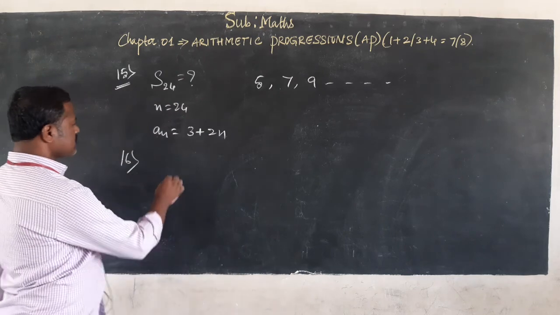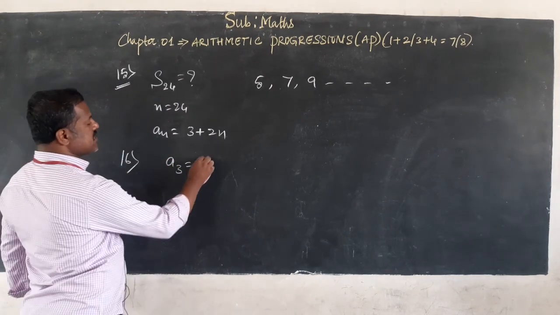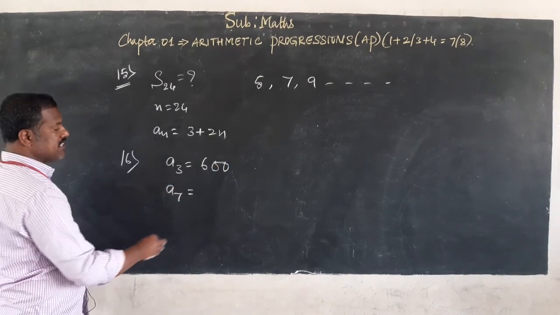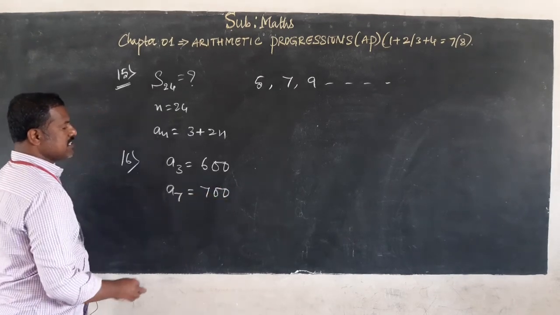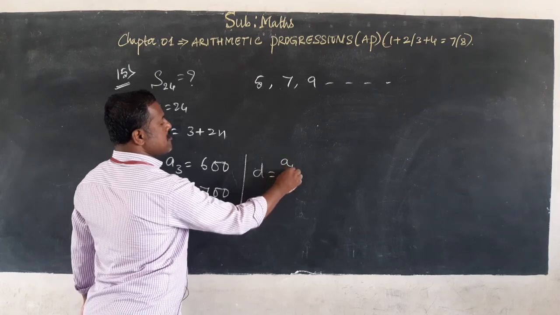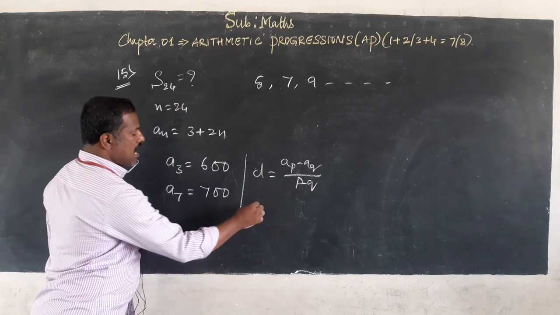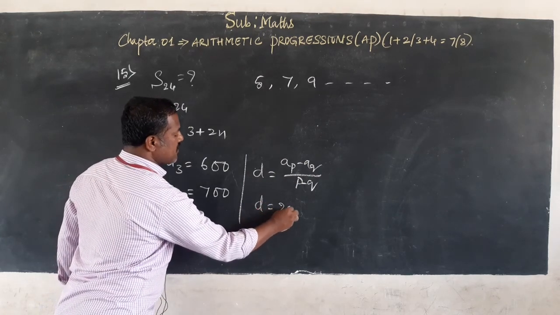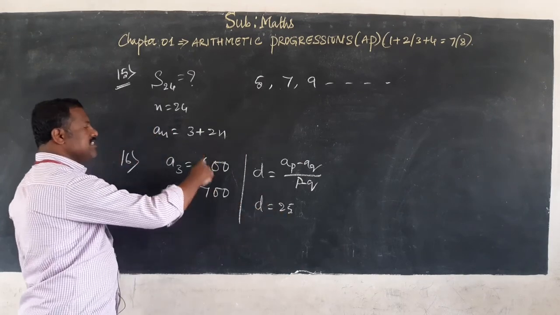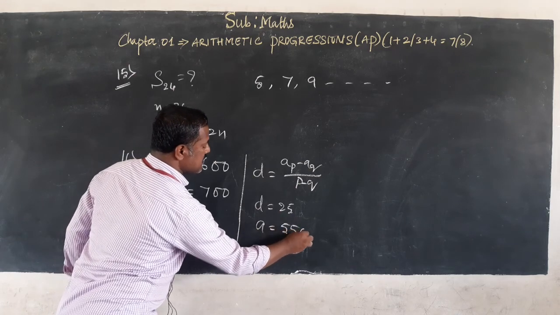It's very simple. See, children, in the third year, 600 sets. What is the number of TVs produced in the 7th year? 700 sets. Here you can find the value of d easily, using the formula (ap minus aq) divided by (p minus q). I think you will get the value of d as 25. Understand, children? Keep the value of d, that is 25, in this equation. You will get the value of a, that is 550. Understand, children?